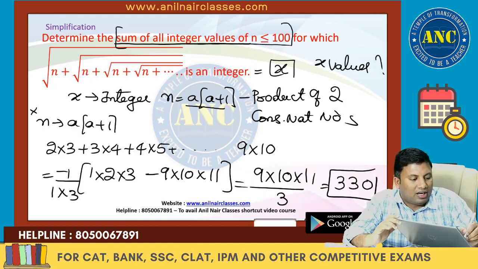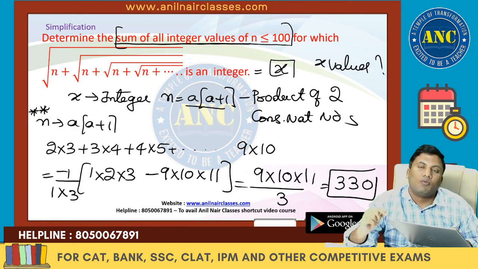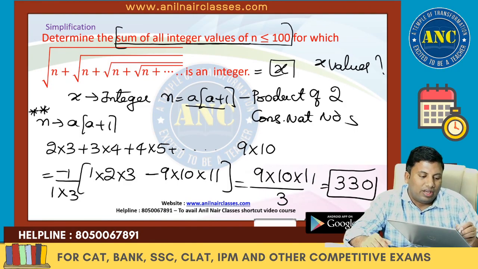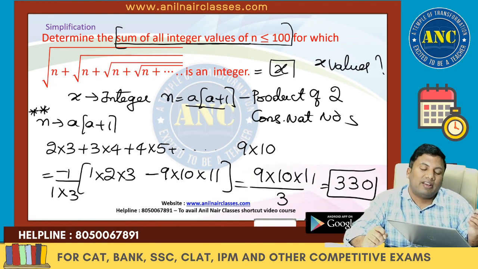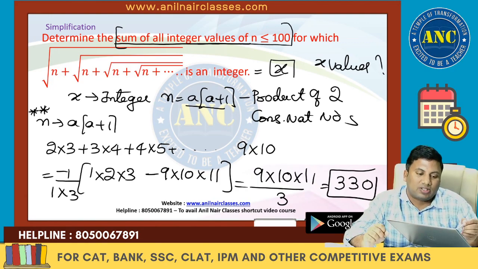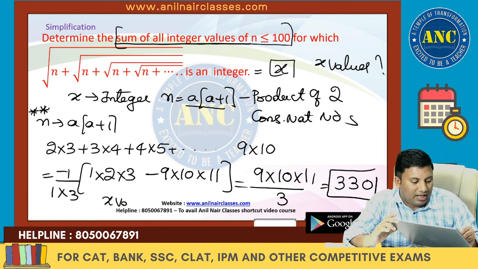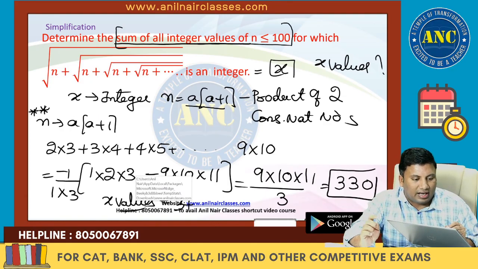We have to find the sum of all the integer values. Previously we found the value of x. So if n is a(a + 1), and it is an increasing function, x will be a plus 1. We found the various values. What are the various values x can take? x can take 3, and 4 it can take. I hope it is clear.